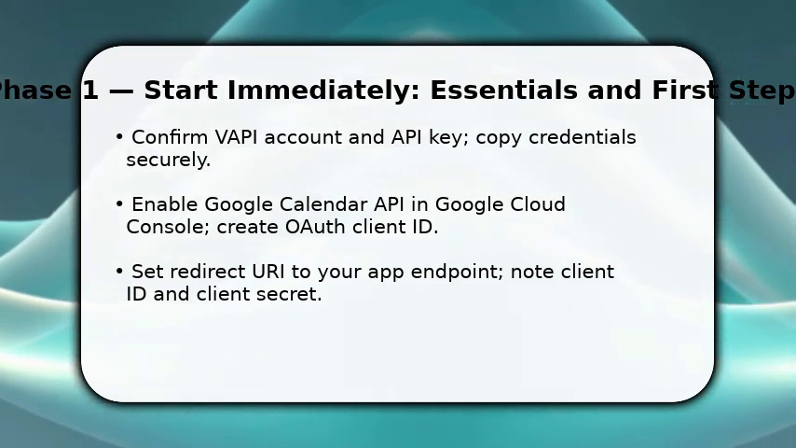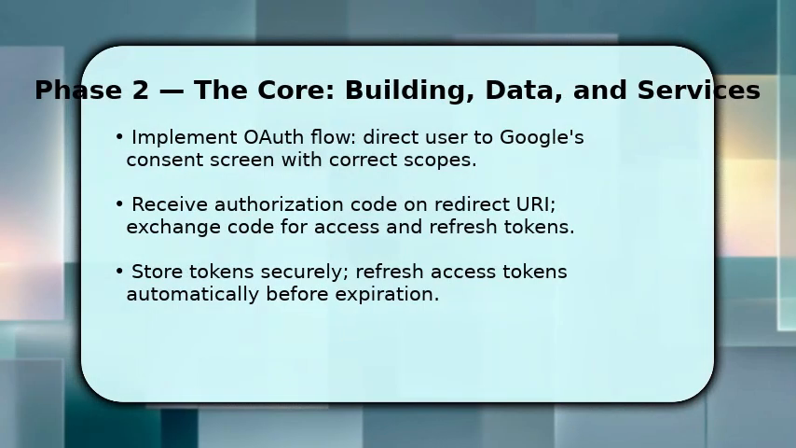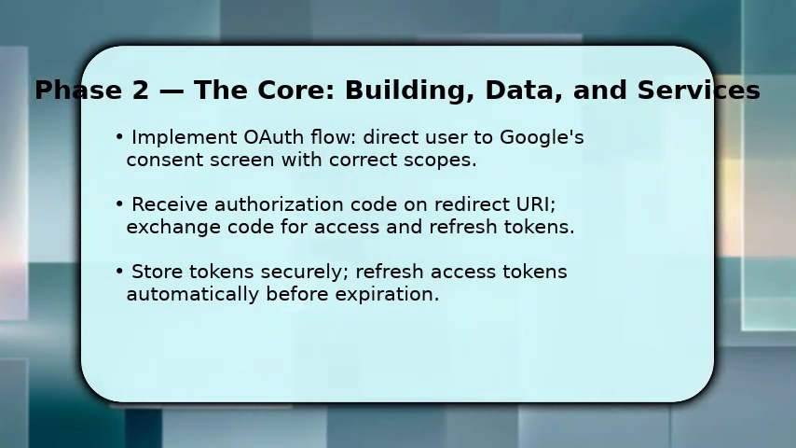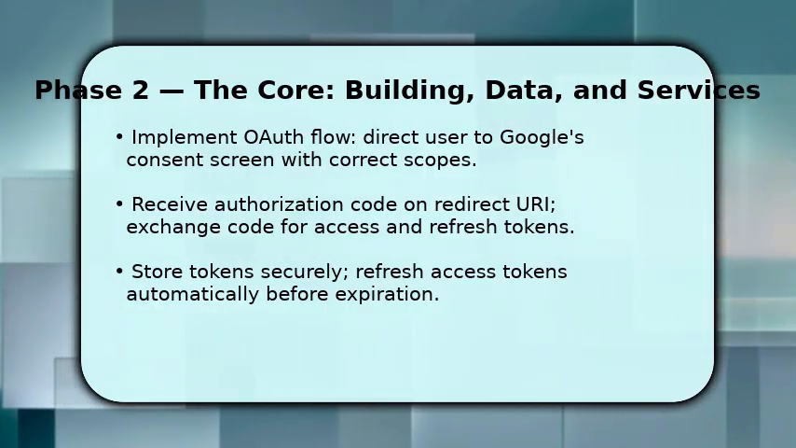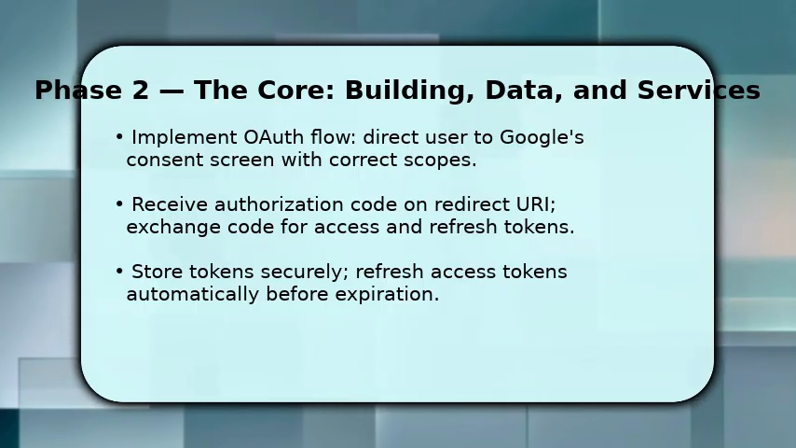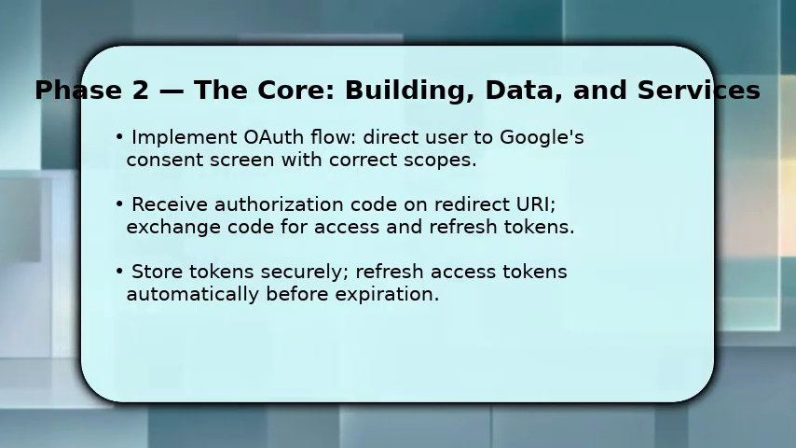You now implement the OAuth flow. Send users to Google's consent screen requesting calendar scopes so your app can read and write events. Once they consent, Google returns an authorization code to your redirect URI. Exchange that code on the server for access and refresh tokens.